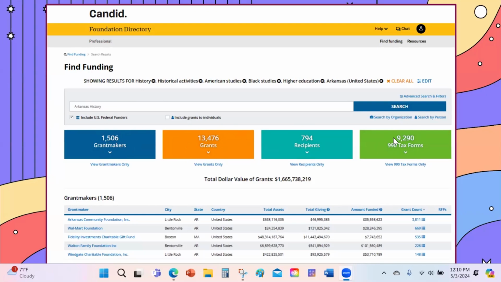And of course, we can look at everyone's 990 when it's out, the foundation's 990. So this lets you know some of these foundations that have been giving to Arkansas history, right? We have the Community Foundation here. We have the Walmart Foundation, Fidelity Investments Charitable Gift Fund. We have the Walton Family Foundation and the Wingate Foundation. Most of us are familiar with some of those top givers.